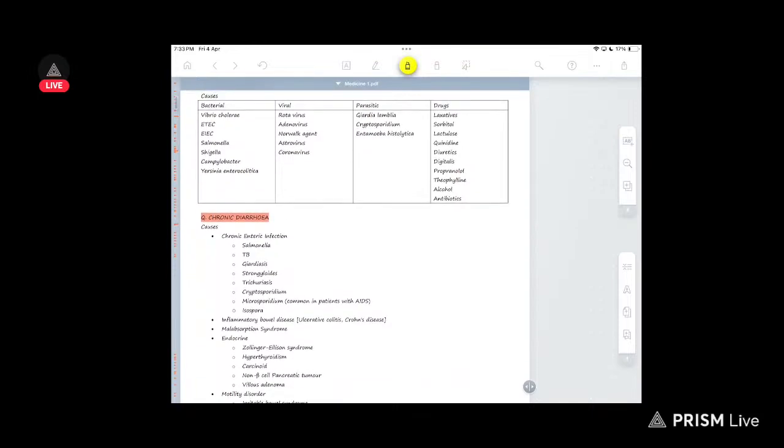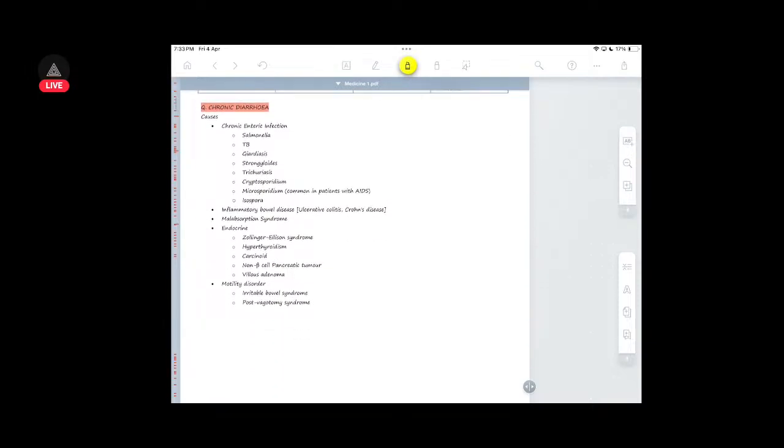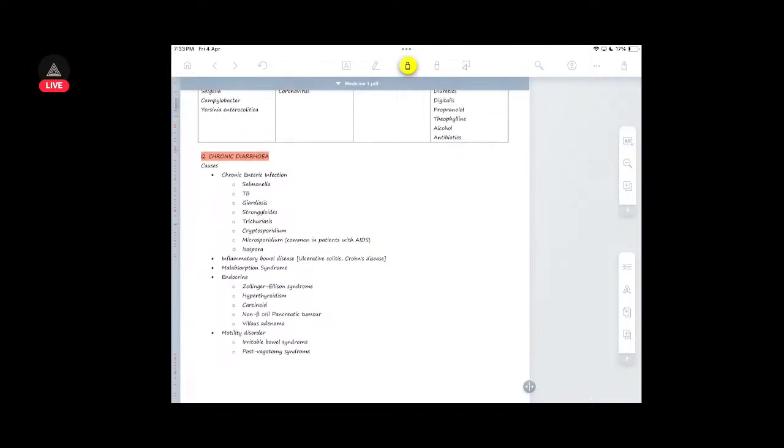Chronic diarrhea and acute diarrhea. Causes include Vibrio cholerae, ETEC, and E. coli, Salmonella, Shigella, Campylobacter, Yersinia enterocolitis. Viral, you have rotavirus and adenovirus. In the parasitic, Giardia, Cryptosporidium, Entamoeba. Drugs, you have laxative, sorbitol, lactulose, and then alcohol and antibiotics.